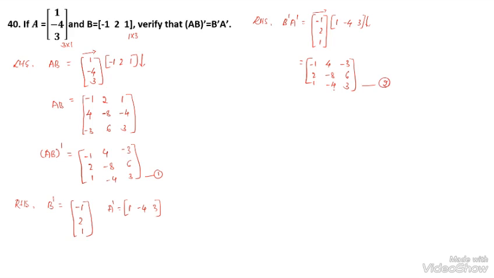This is equation 2. What we say from equation 1 and 2, that is LHS is equal to RHS. Therefore, (AB) transpose is equal to B transpose into A transpose. This is the proof of the given problem.